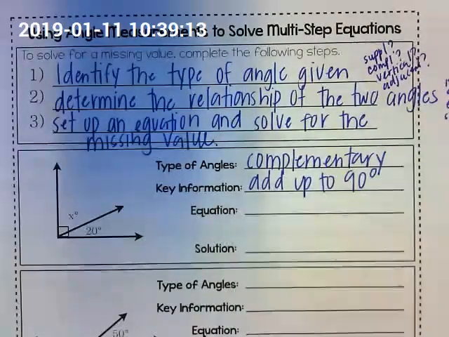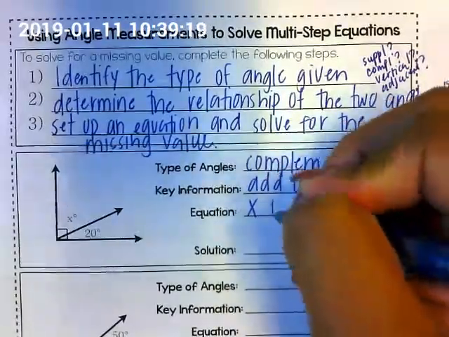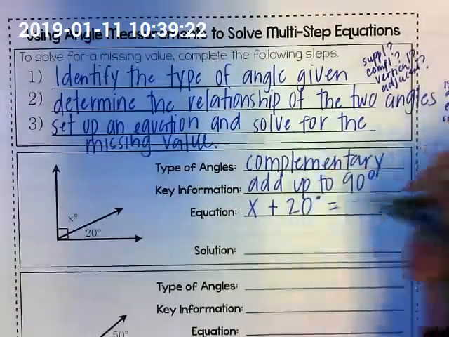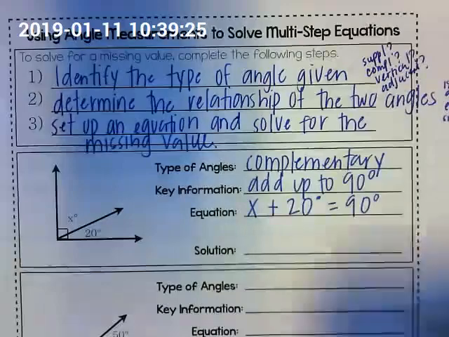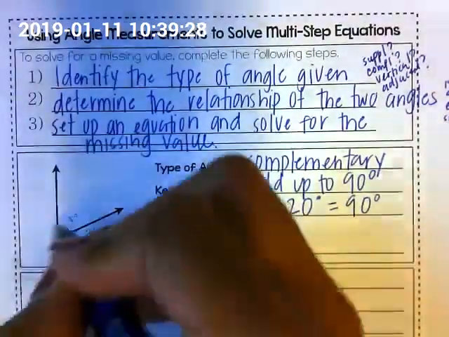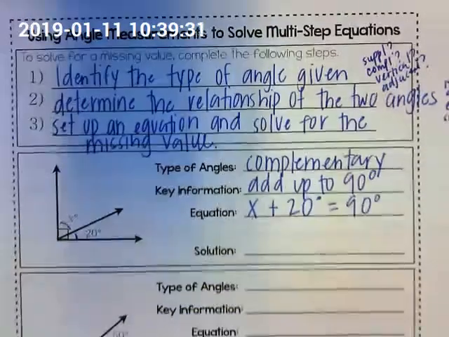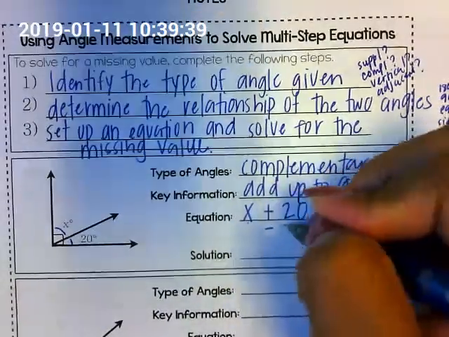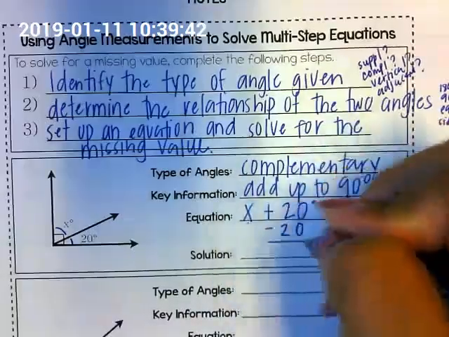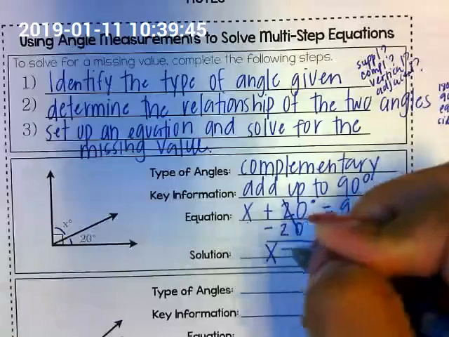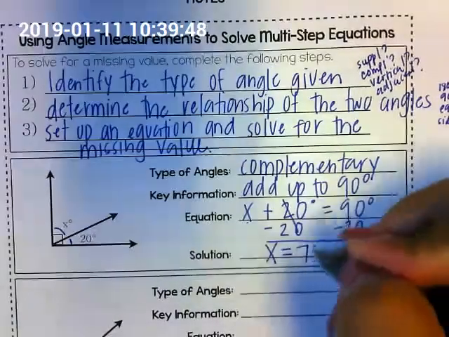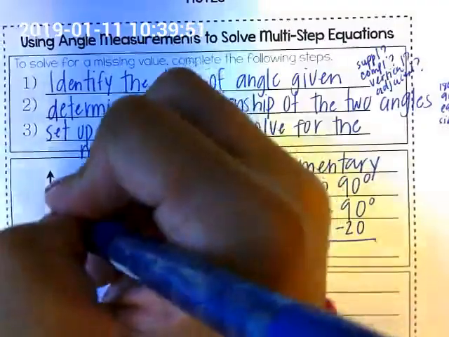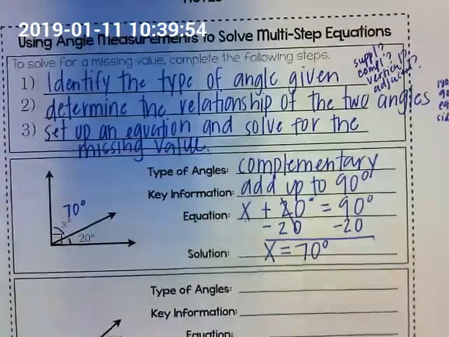So now if I write an equation, we're going to write x plus 20 equals 90 degrees. I just added up the two angles, x and 20, to give me 90 degrees. Now I can solve for x. How can I solve for x? Subtract 20 from both sides. And my solution is x is equal to 70 degrees. So I know x is 70. I'm going to also write it over here, 70 degrees.